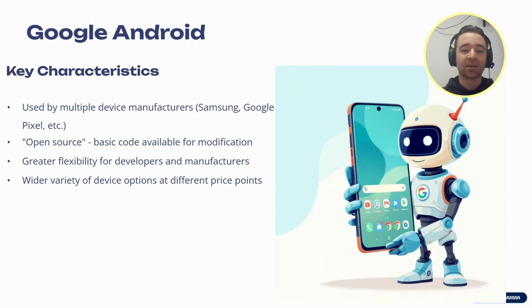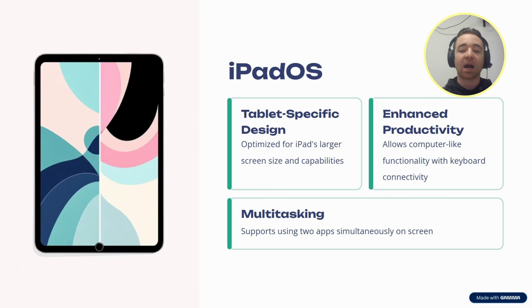That's pretty good. You also need to know about iPadOS. So this is Apple's operating system, but not for a phone, for an iPad. So it's specifically designed for a tablet. It's optimized for the larger screen size. It has enhanced productivity. It allows computer-like functionality with keyboard connectivity. So that's a key difference between the iPhone OS and the iPad OS. And then multitasking. So it supports 2 apps simultaneously on the screen at the same time. You can actually have them on the screen at the same time. So if you wanted an OS for an iPad by Apple, you'd have to use iPadOS.